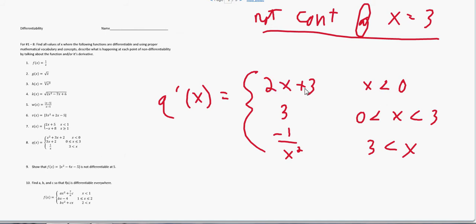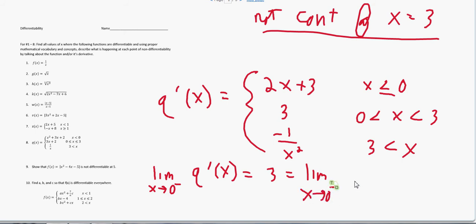At 0, 2x plus 3 equals 3. At 0, 3 equals 3. So we can put an equal sign there, because the derivative is the same from both sides. And again, if you want to say that, you would just write the limit as x goes to 0 from the left of q prime of x is equal to 3, which is equal to the limit as x goes to 0 from the right of q prime of x. Because that happens, and because it was continuous, the derivative exists at 0.